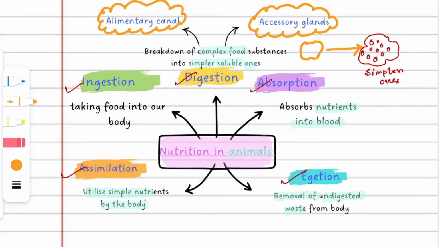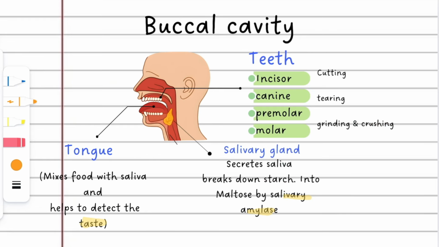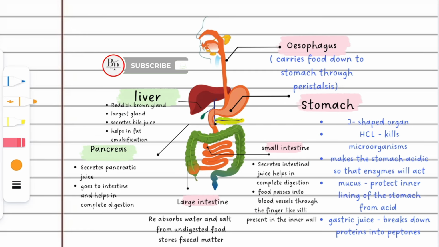Okay, so let's see the alimentary canal. The alimentary canal starts with the buccal cavity or the mouth, and has several organs like the esophagus, stomach, small intestine, large intestine and lastly the anus. Accessory glands consist of the liver, pancreas and gallbladder. One by one I will tell you all the functions and the structure of these organs.